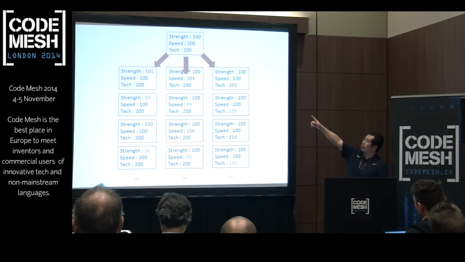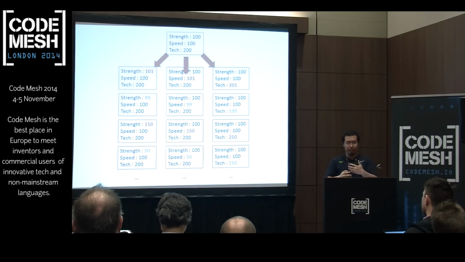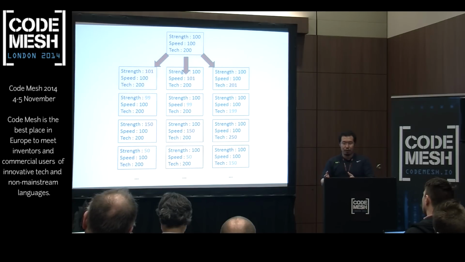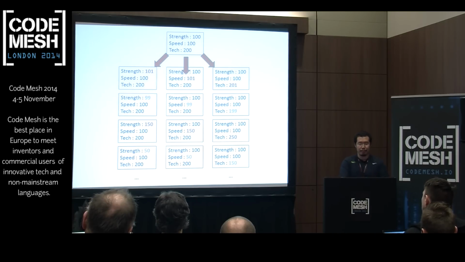So this is an example when you're starting with stats of 100, 100, 200, we tweak the different stats in a different number of ways. And this continues until either we exhausted the maximum number of generations we want to run, or none of the new solutions survive our selection process, which means we can't find an answer based on your criteria.